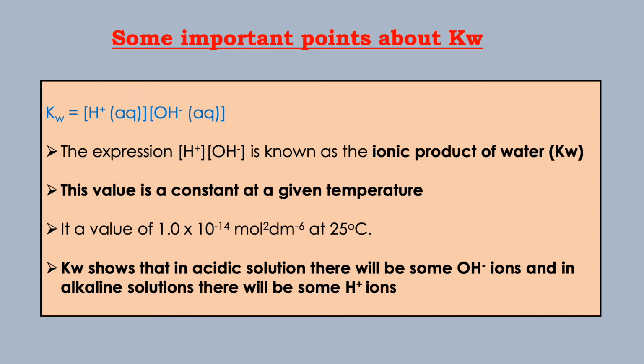Some important points about Kw. Kw is equal to the concentration of H+ ions times the concentration of OH- ions. The value is constant at a given temperature. Its value is equal to 1.0 x 10^-14 at 25 degrees. The Kw value shows that in acidic solution, there will be some OH- ions present, and in alkaline solution, there will be some H+ ions present. Kw has a name, the ionic product of water.